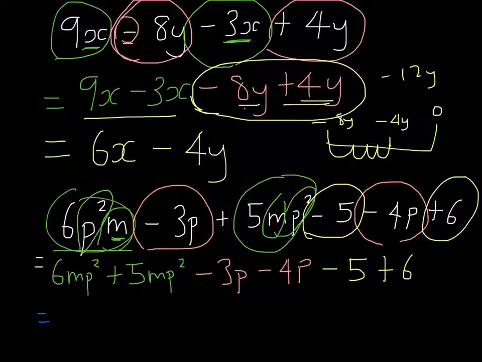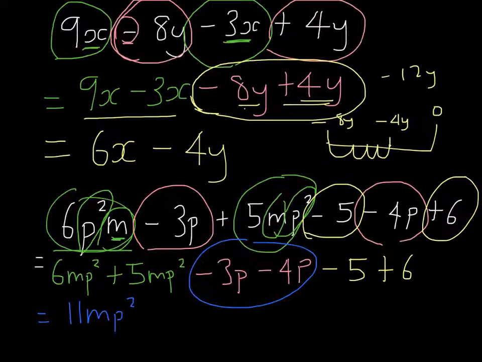So 6 lots of mp squared plus 5 lots of mp squared is going to give us 6 plus 5 is 11mp squared. Next one, be really careful. Negative 3p, take another 4p. So that's essentially our little number line. We're at negative 3 and we're taking away another 4. So we're getting further into the negatives. So negative 3p take away 4p is going to be equal to negative 7p.